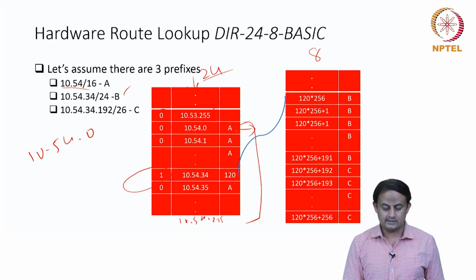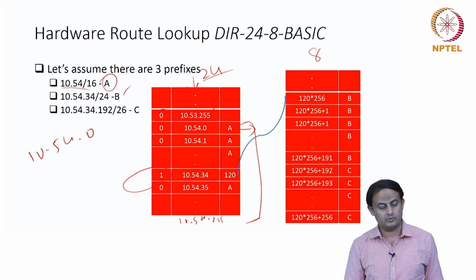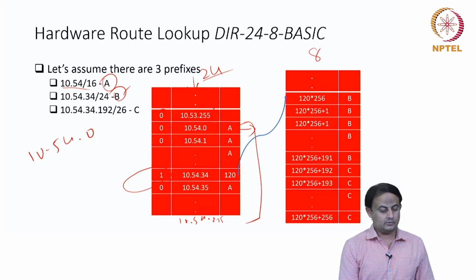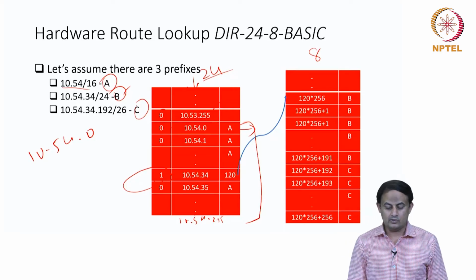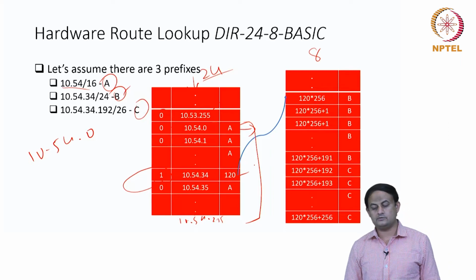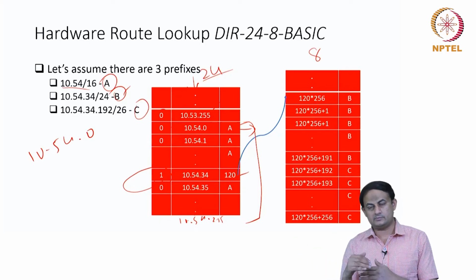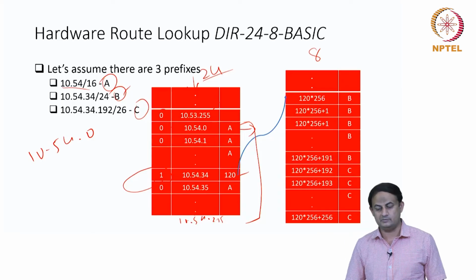The third column has the port number information. Here port A is for the 10.54/16 series, port B is for the 10.54.34/24 series, and port C is for the 10.54.34.192 series. What the third column for this entry indicates is an index to the starting position of the second table. So the entries corresponding to the expansion of this entry into the second table start at the index number 120. That is what it means.